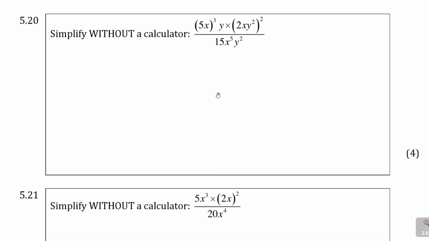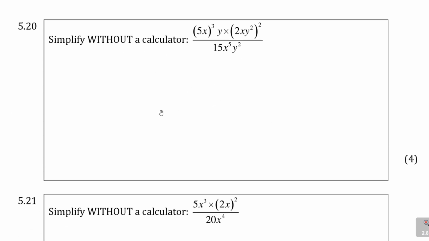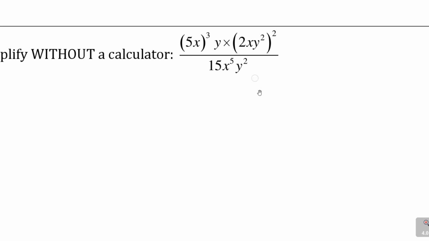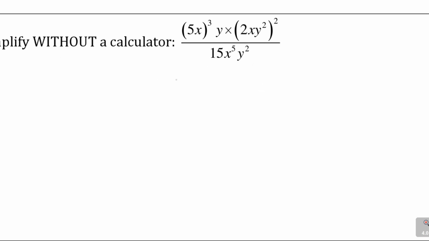Look at this one. Simplify without a calculator, 4 marks. Very, very, very good marks. You can't afford to lose this. Look at this, not complicated. You just need to take it one step at a time. Understand the rules one step at a time. Let's start with the first one.